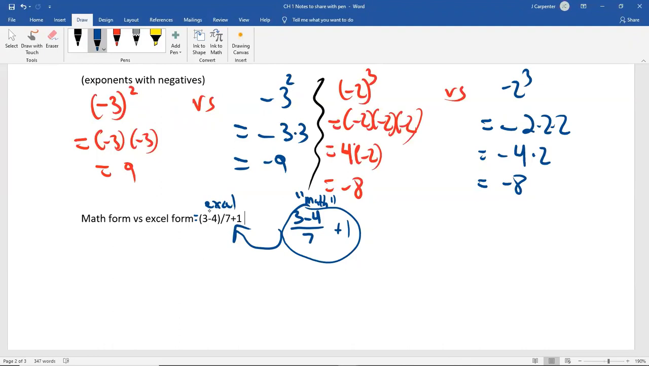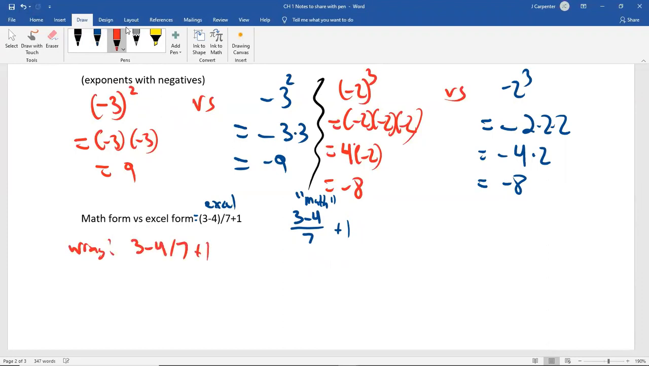So this 3 minus 4 is on top of a fraction, and you want to divide it by the 7. So if I just wrote this, let's do red for wrong. If I wrote 3 minus 4 slash 7 plus 1, without the parentheses around the 3 minus 4, this would be equivalent to 3, then a minus 4 over 7, then a plus 1.